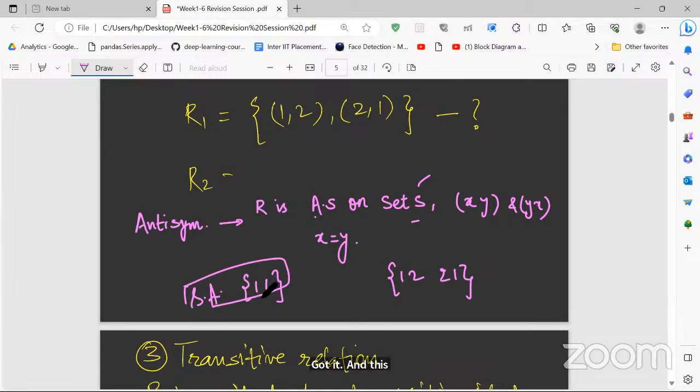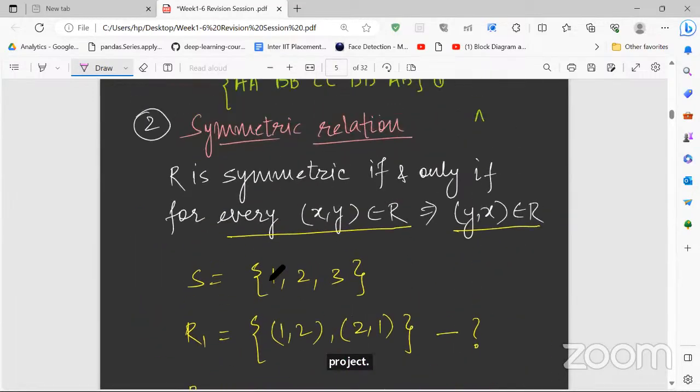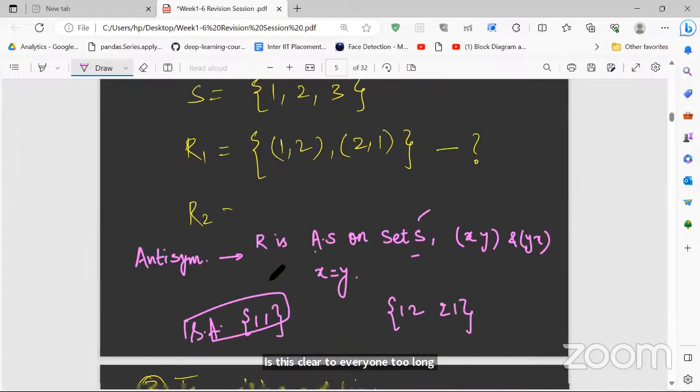So these are some conditions, some points, which is why anti-symmetric is not the exact opposite of symmetric. But you can say that asymmetric is the exact opposite. Is this clear to everyone till now? Shall we move further to the transitive one?